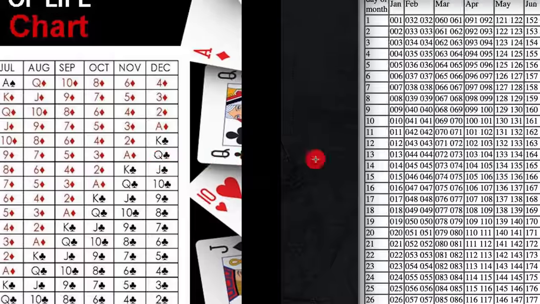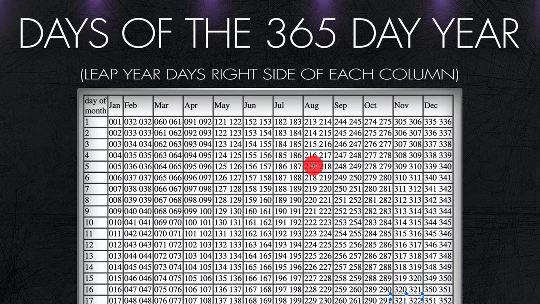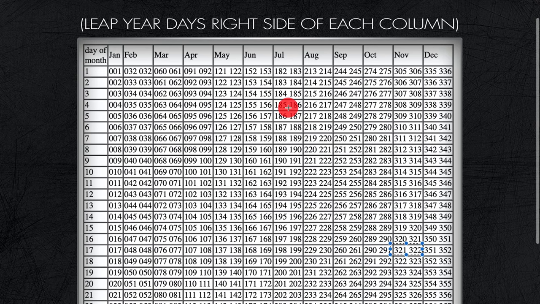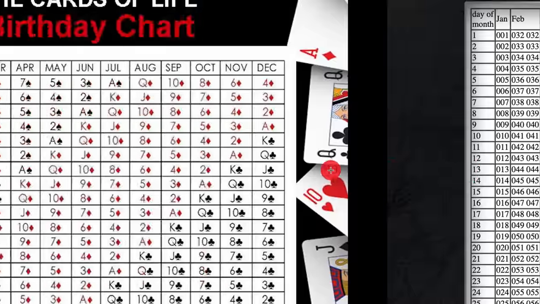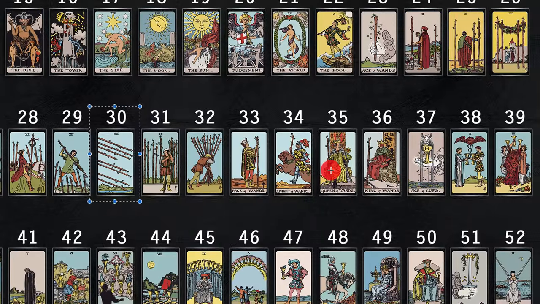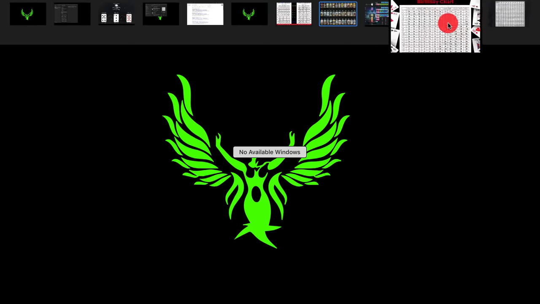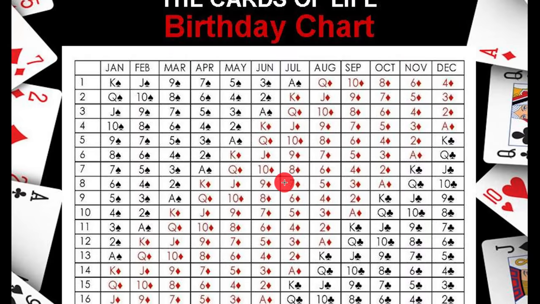I have this right here. This is the 365 day of the year calendar, which has the leap years on there as well, which is a really good tool to use. I have the tarot and other graphics as well, but this one is very important, and you should know what your birthday is, and then you're going to go 161. Typically, you just measure 5 months backwards, and you can get a good idea.